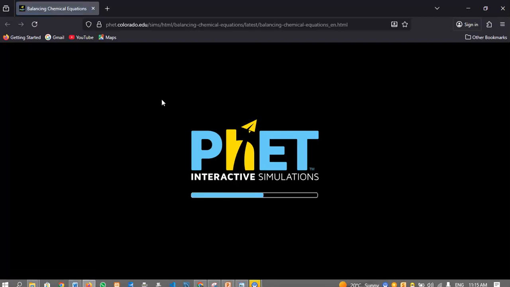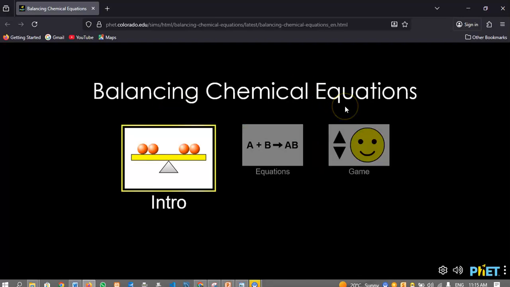It is called PhET simulation, and you can get PhET simulation. You just put PhET simulation in your browser, then you find all the simulations in all subjects. But right now we are going to concentrate on balancing the equation using this software.